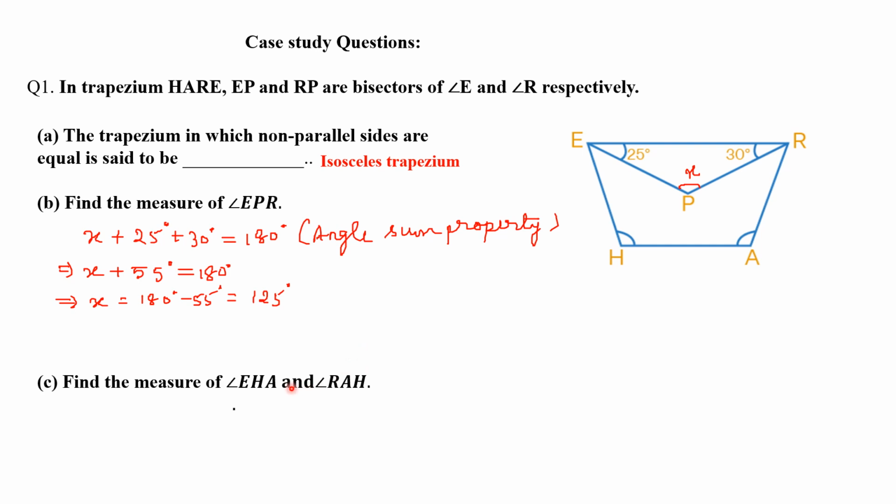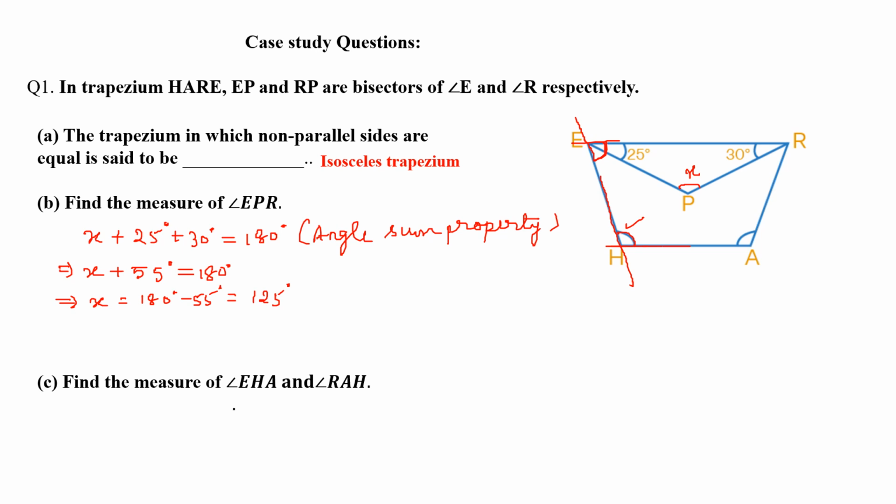Next question: find the measure of angle EHA and angle RAH. For EHA, you have to find this angle. How to find it? Recall the property. In a trapezium, there is one pair of parallel sides, so HA and ER are parallel. EH is the transversal. This line HA and this line ER are parallel, so this is the transversal line. And if they are cut by a transversal, the sum of consecutive interior angles will be supplementary. So I have to find this angle.